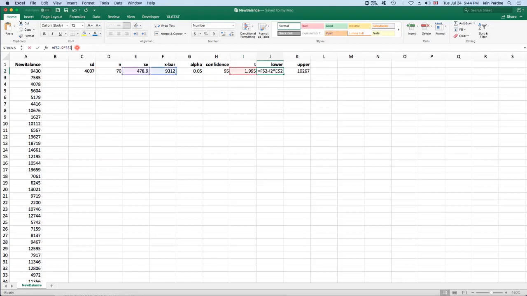And then the interval, as usual, is the sample mean minus the critical value times the standard error for the lower bound, and sample mean plus the critical value times the standard error for the upper bound. So it gives us an interval from 8,357 up to 10,267. So we're 95% confident that the population mean is in our interval.